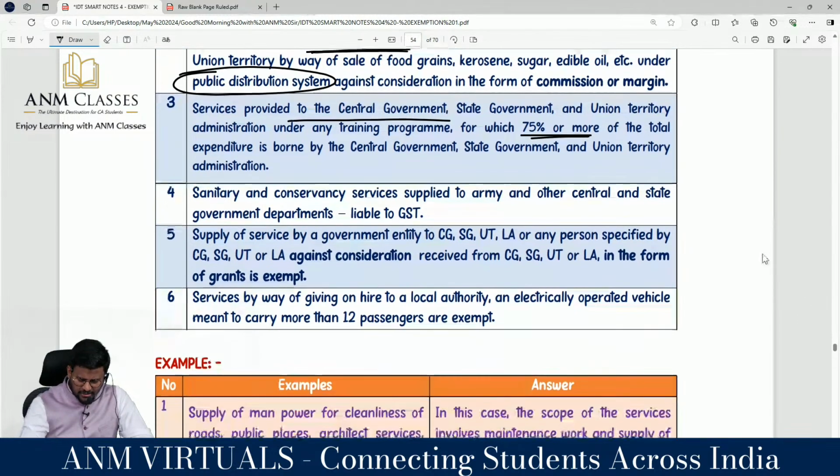Sanitation and conservancy service supplied to army and other central and state government departments is liable to GST. There is no specific exemption, my dear lovable students. Sanitary and conservancy service supplied to army and other central and state government departments is liable for GST.